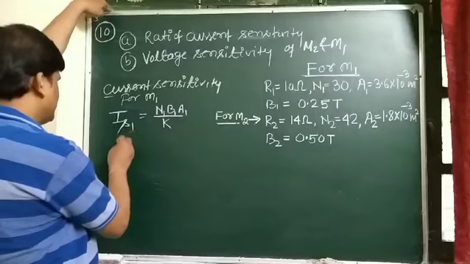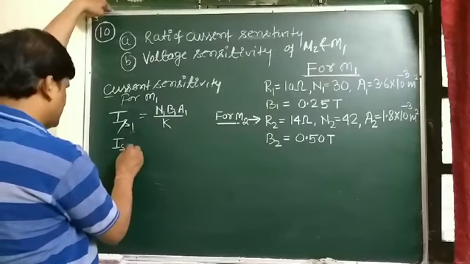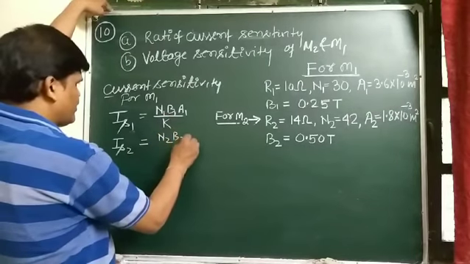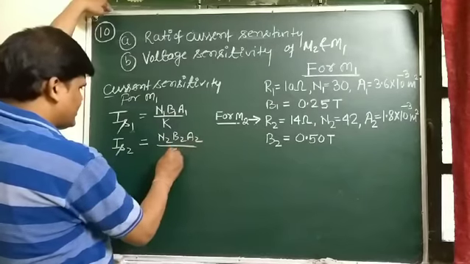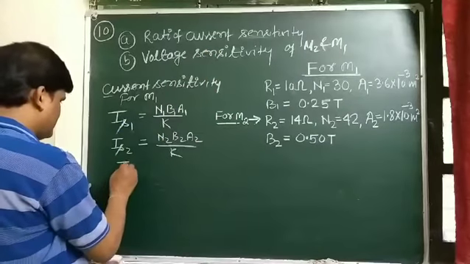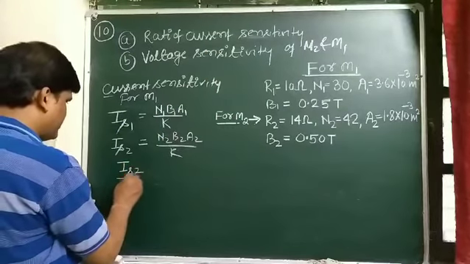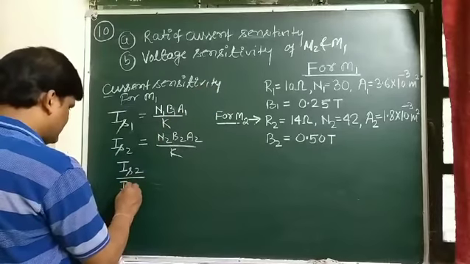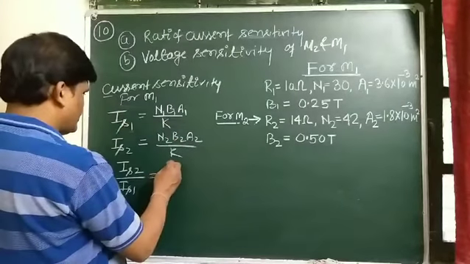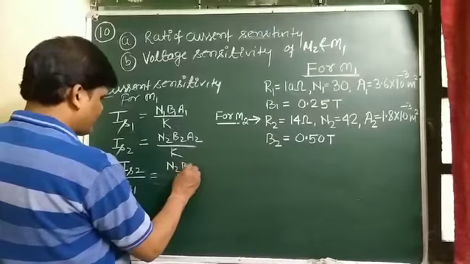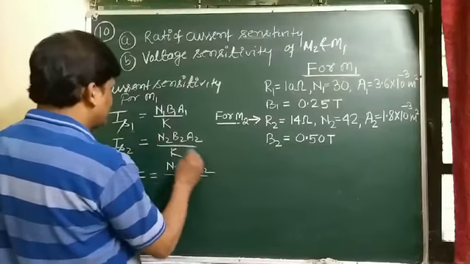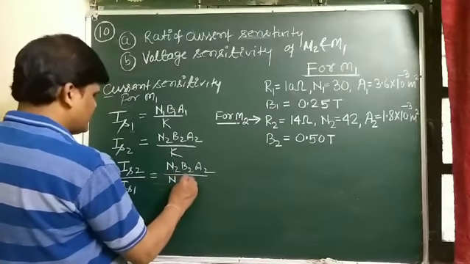K is the same. Similarly, IS2 for meter 2 is N2, B2, A2 by K. Now student, divide it. We have to find IS2 by IS1, the ratio of current sensitivity of M2 by M1. So it is N2, B2, A2 by K, and since K is given the same, it cancels out, and it is divided by N1, B1, A1.